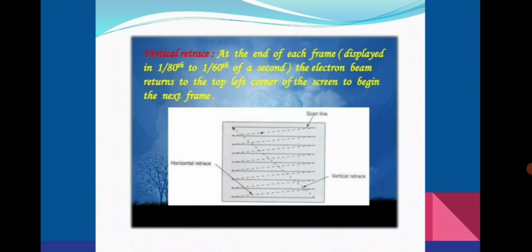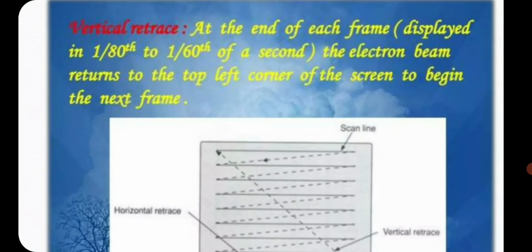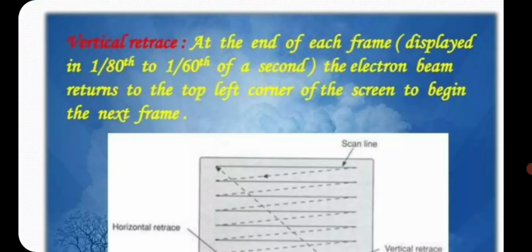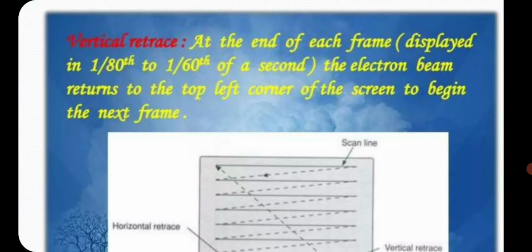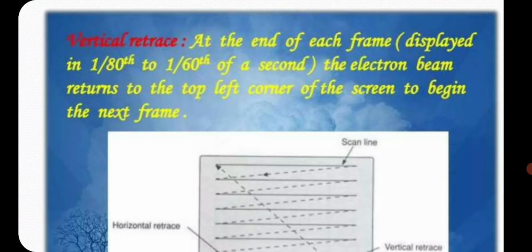And the vertical retrace at the end of each frame is displayed in 1/80th or 1/60th of a second. This is the frames per second. In a single second, how many frames have to be displayed? That is the refresh rate. So 1/80th means in 1 second 80 frames will be displayed, or 1/60th means 60 frames will be displayed in a single second.